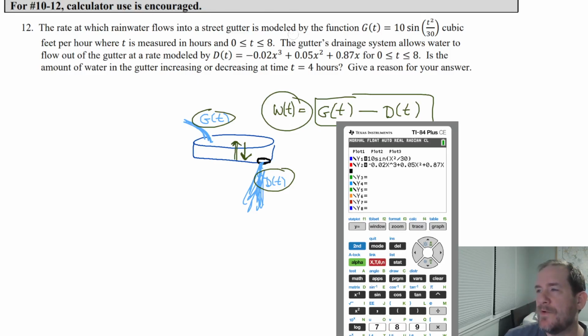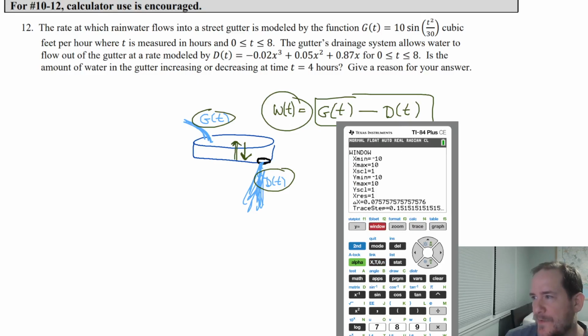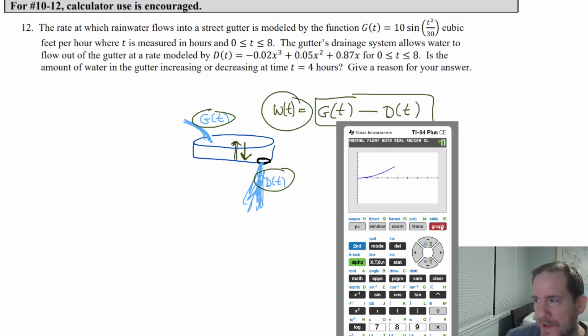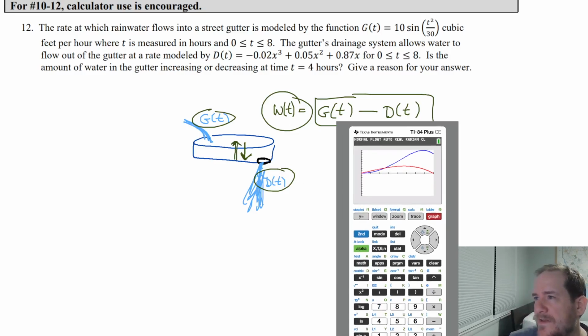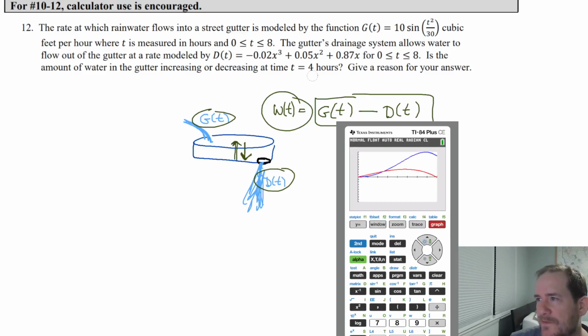Okay, and both of these functions are only defined on the interval from 0 to 8, so I'll go to my window and I'll set it to only go from 0 to 8. And I'll trust that my y's are okay. If my y's aren't okay, I'll fix them. But those y's seem fine. I'm seeing all of the graphs. But basically, the only value I care about is right at 4.